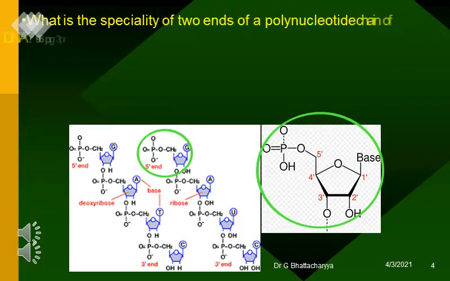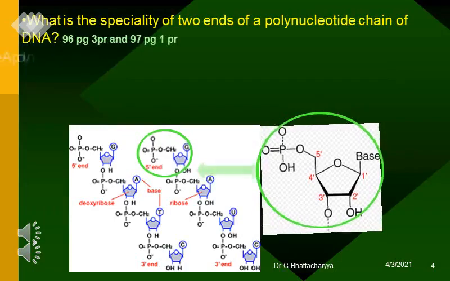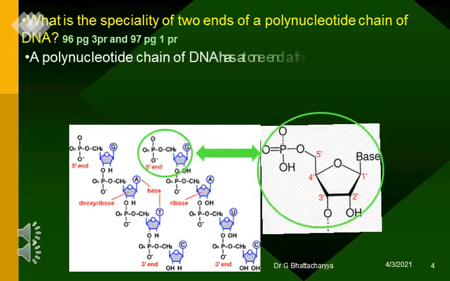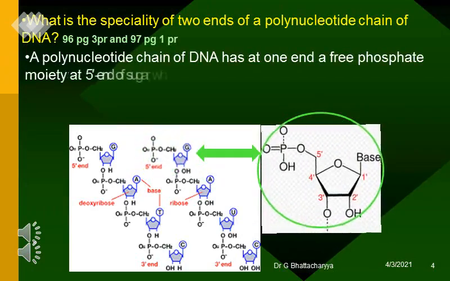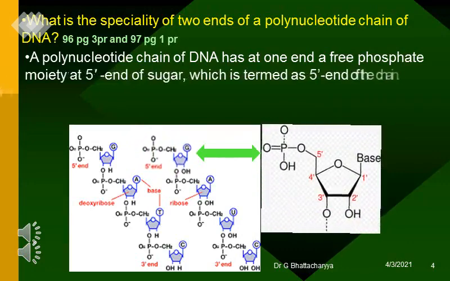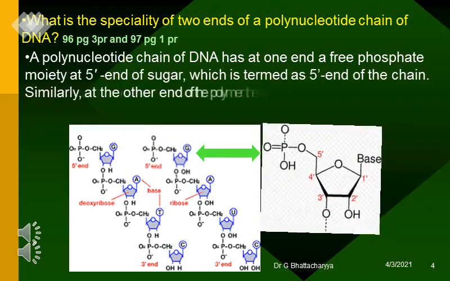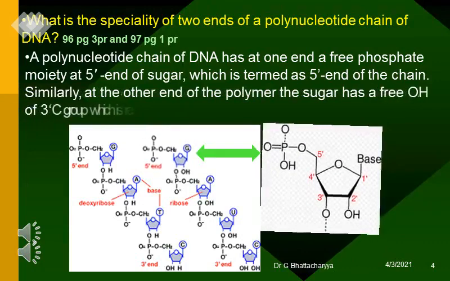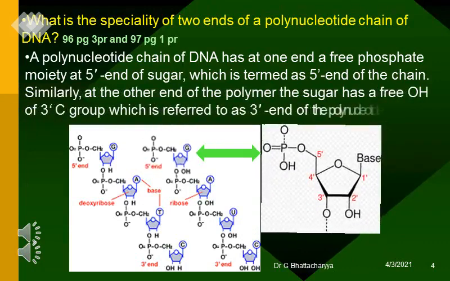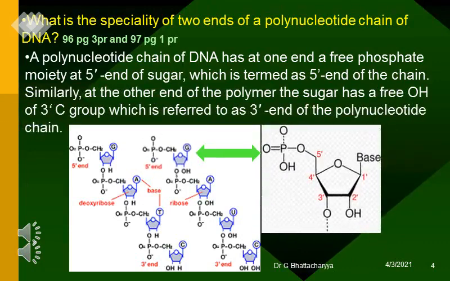What is the speciality of the two ends of a polynucleotide chain of DNA? A polynucleotide chain of DNA has at one end a free phosphate moiety at the fifth carbon end of the sugar, which is termed as the 5' end of the chain. Similarly, at the other end of the polymer the sugar has a free OH group on the third carbon, which is referred to as the 3' end of the polynucleotide chain.